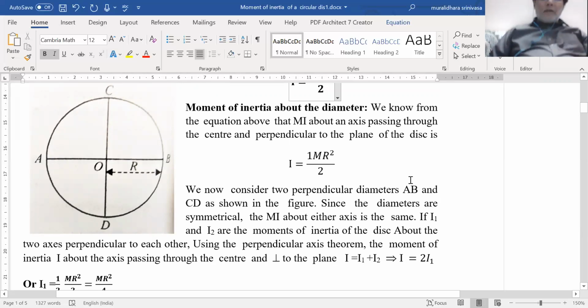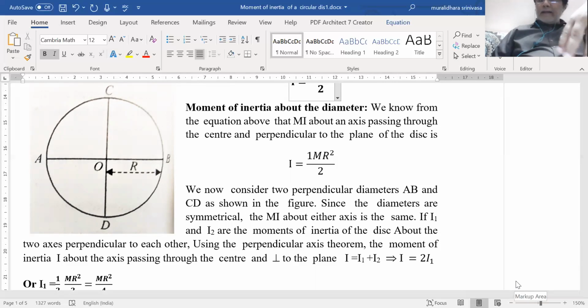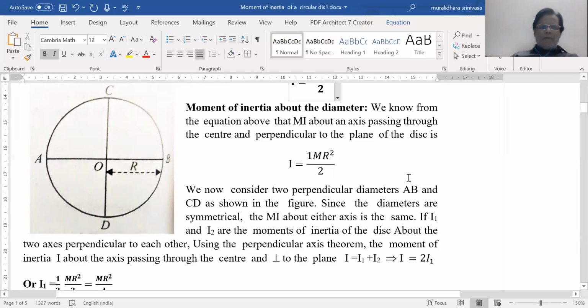Then we can go on to the moment of inertia of the same circular disk about any given diameter. Because the circular disk is symmetric, whether you take this AB as the axis or CD as the axis, the moment of inertia is the same. We have already found the moment of inertia of the disk passing through O perpendicular to the plane. Therefore, compared to that axis, these two will be at right angles to it. Therefore, we can use the perpendicular axis theorem.